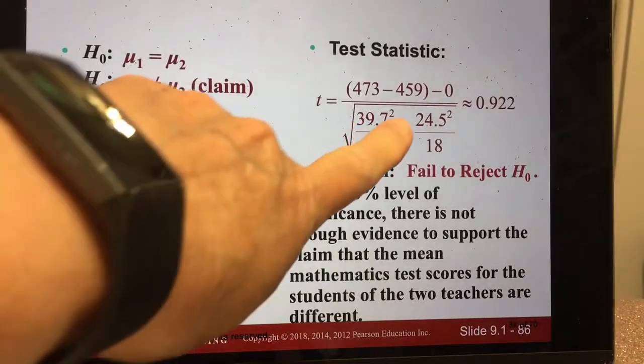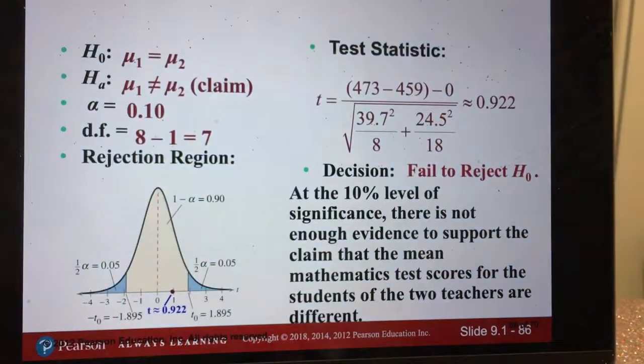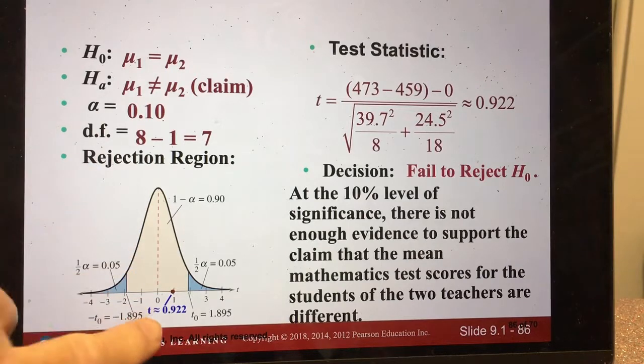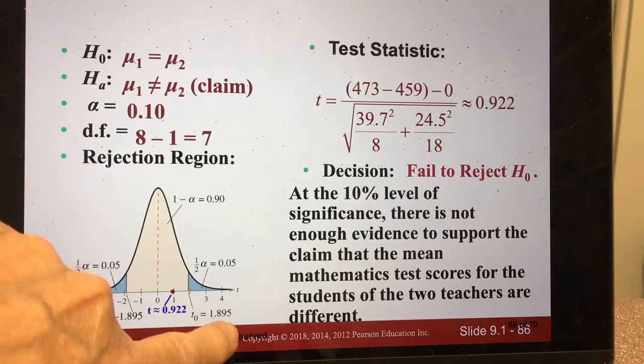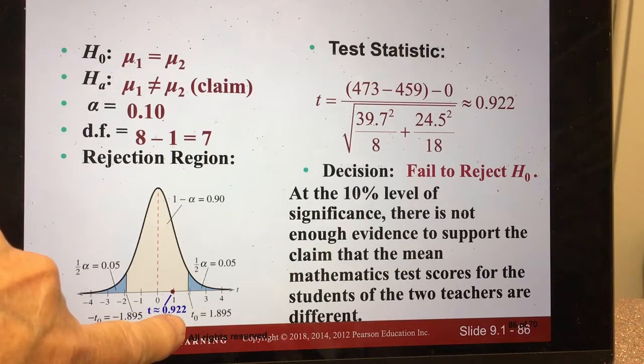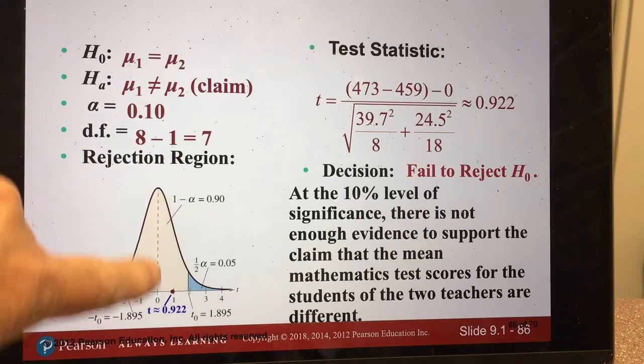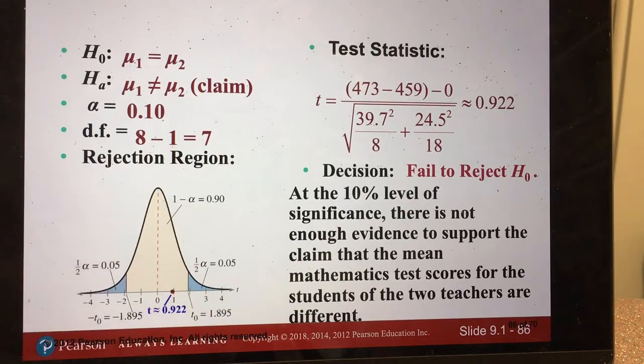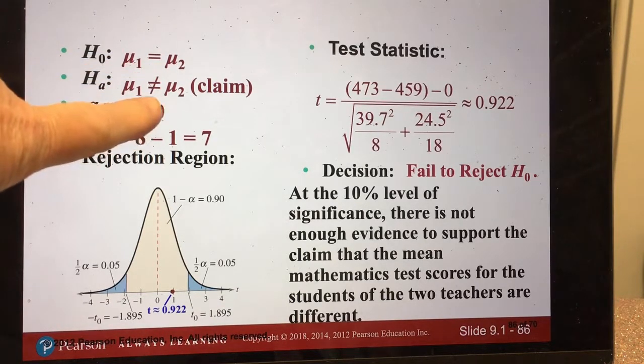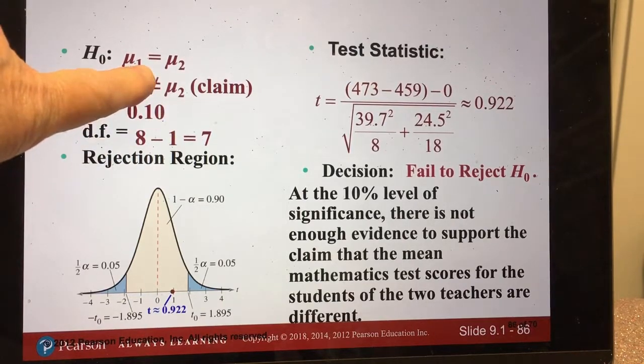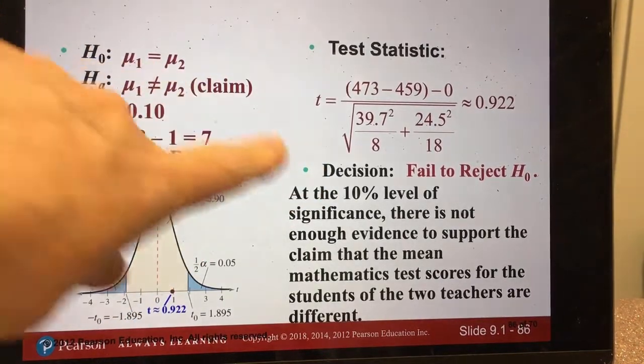1.895. They're taking their calculated t-score, their test statistic, and comparing it to 1.895, and our t-score is 0.922, well within, not out in the tails. So we will fail to reject H sub O. Our H sub O was that they were equal. We will basically not be able to reject that.